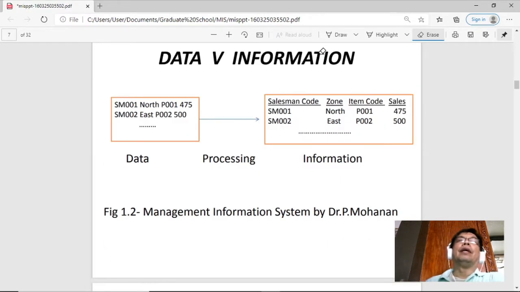So again, we're comparing data versus information. Here we have your data, it's just raw. Here it's more organized, so it becomes more meaningful and more readable.